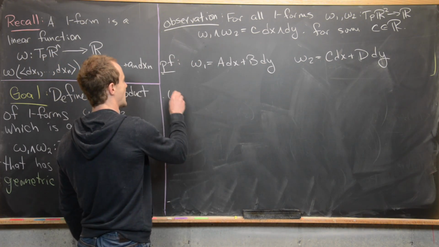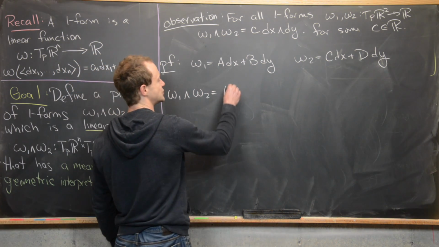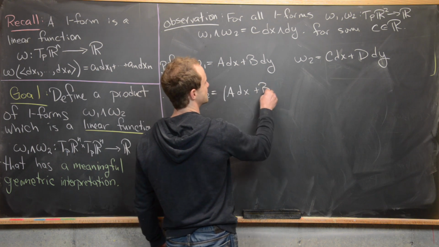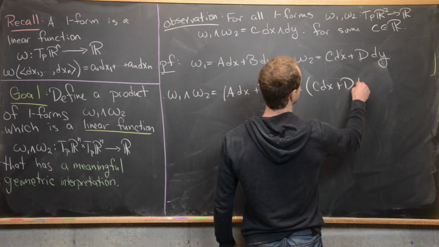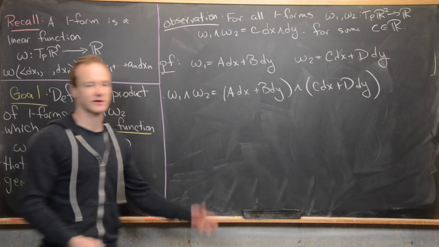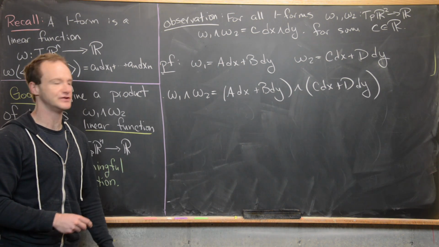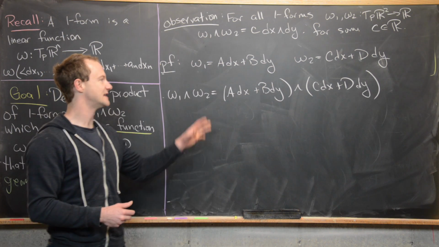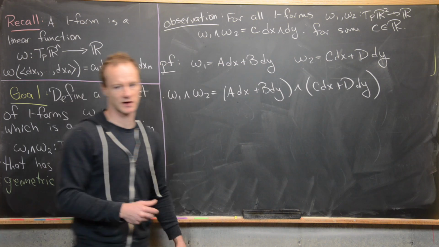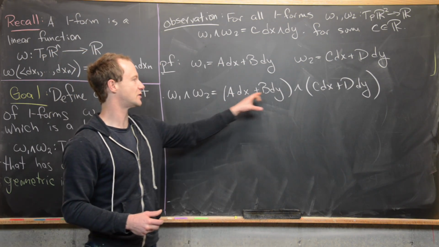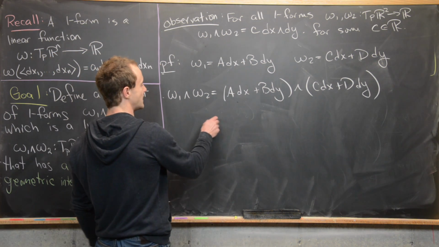Okay, now we have omega 1 wedge omega 2. So that's going to be equal to (a dx + b dy) wedge (c dx + d dy). And now I'm going to cheat a little bit and do something that I haven't proven, but it's pretty easy to prove, and I urge you to do that as an exercise. And that is that we have a nice distributive rule for addition of one forms and this wedge product of one forms, making it possible to essentially FOIL this product out. So let's go ahead and see what we get if we do that.